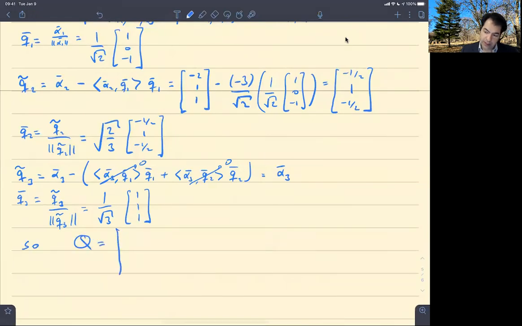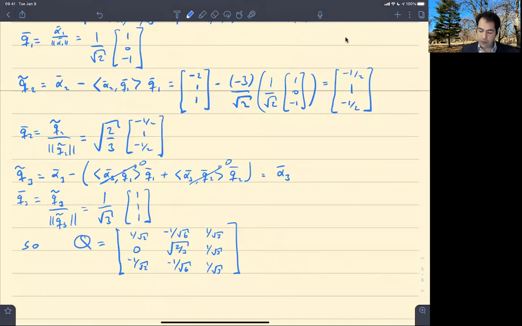The matrix Q is going to have first column, 1 over square root of 2, 0, minus 1 over square root of 2. Second column is going to be minus 1 over square root of 6, then square root of 2/3, then minus 1 over square root of 6. And then the last column is going to be 1 over square root of 3, 1 over square root of 3, 1 over square root of 3.